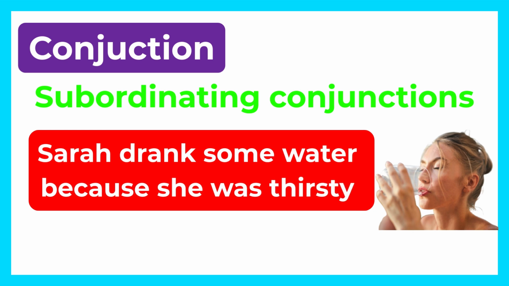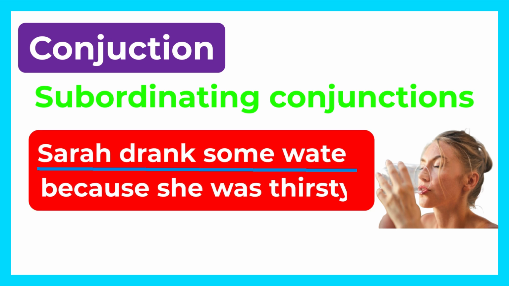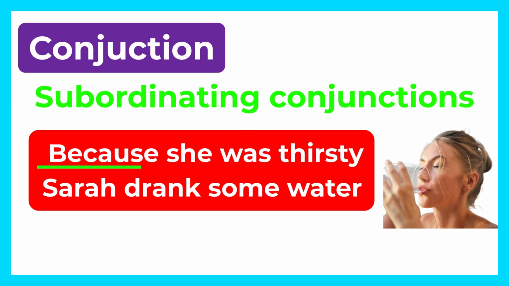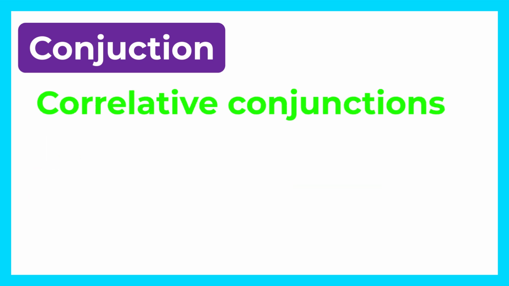For example, Sarah drank some water because she was thirsty. In this example, the independent clause comes first: Sarah drank some water, followed by the subordinating conjunction because, then the dependent clause, she was thirsty. Remember, a dependent clause depends on the independent clause to make sense, whereas an independent clause can make sense on its own.